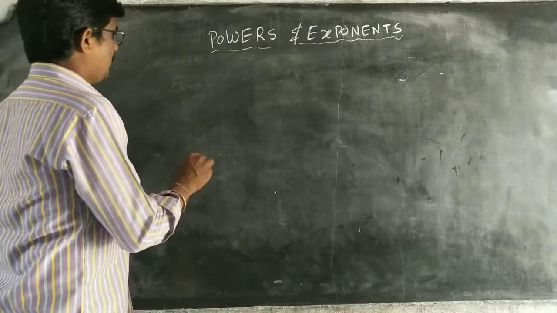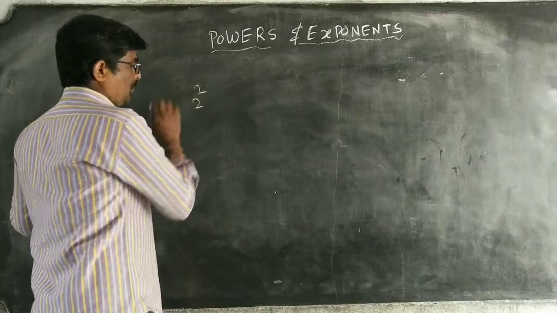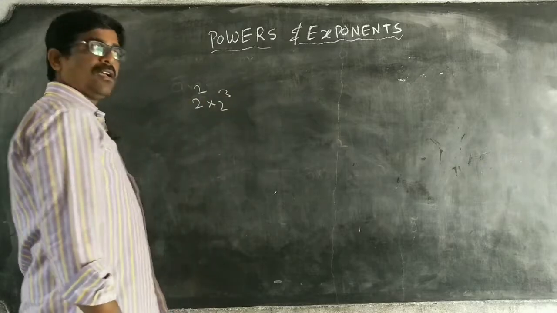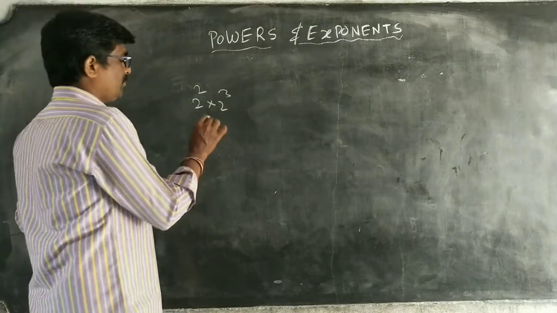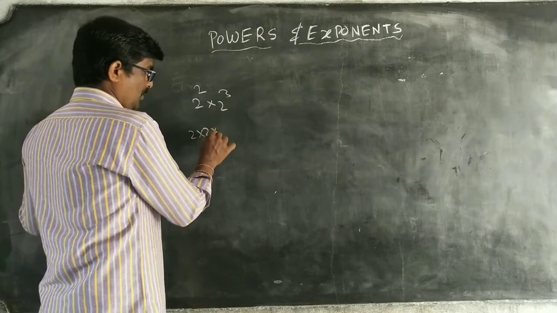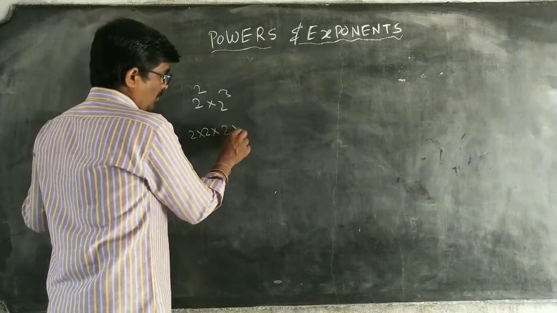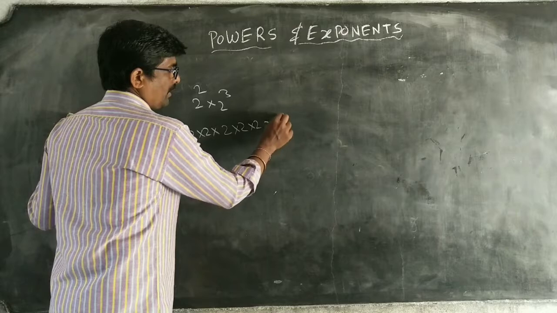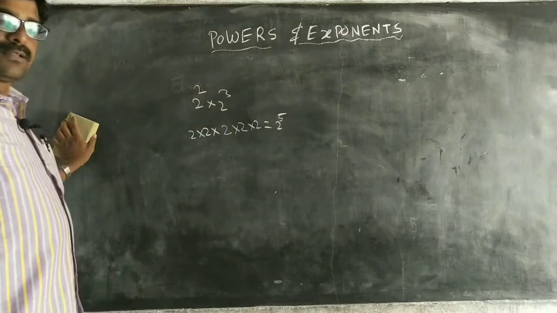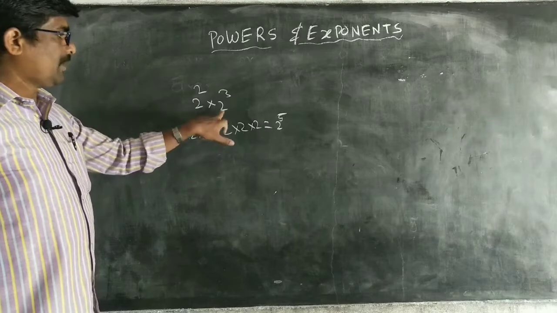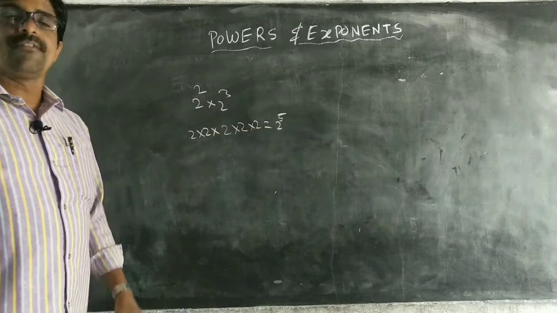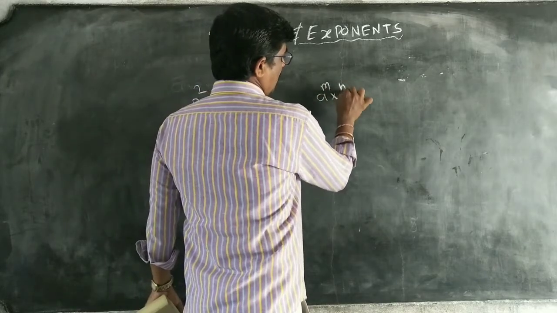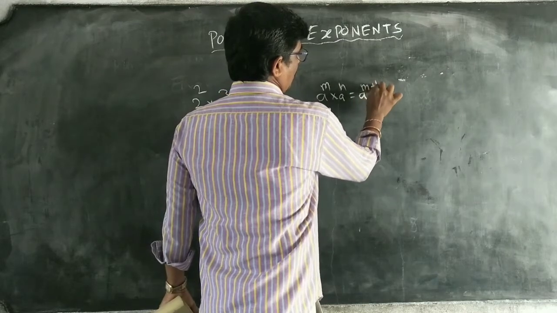For example, take 2 power 2 into 2 power 3. How much can we write? 2 power 2 means 2 into 2, and 2 power 3 means 2 into 2 into 2. Altogether that is 1, 2, 3, 4, 5 twos, so 2 power 5. That means a power m into a power n is equal to a power m plus n.